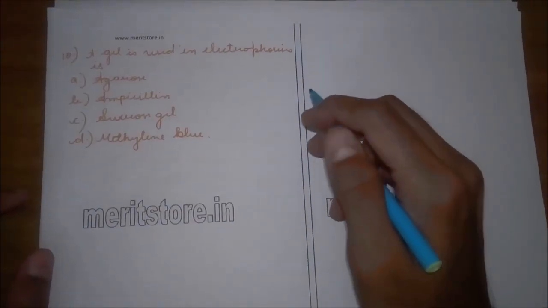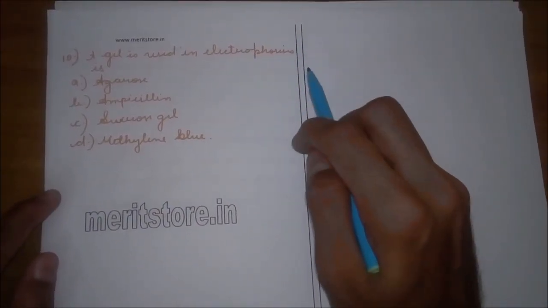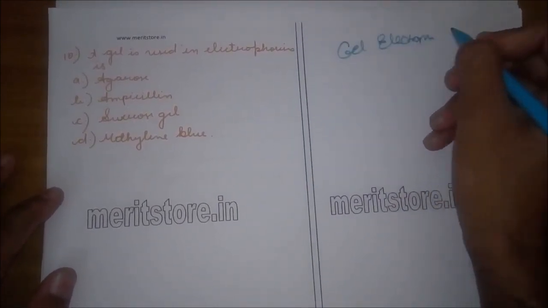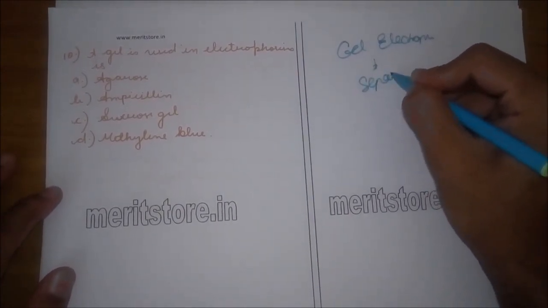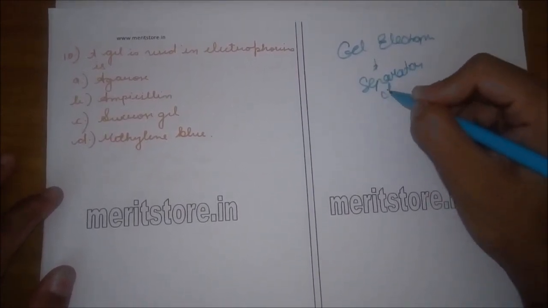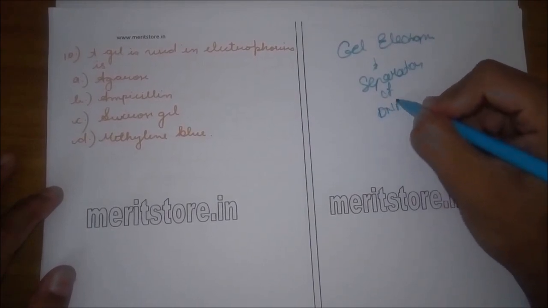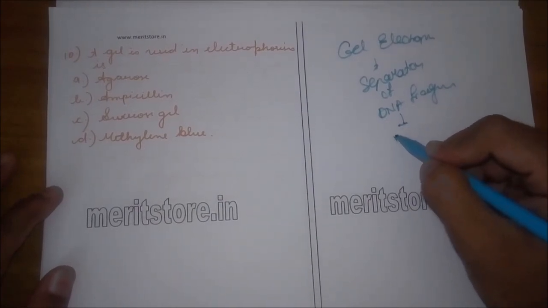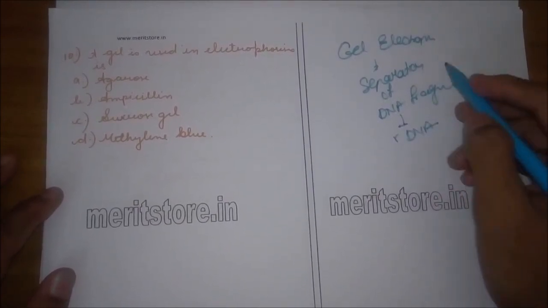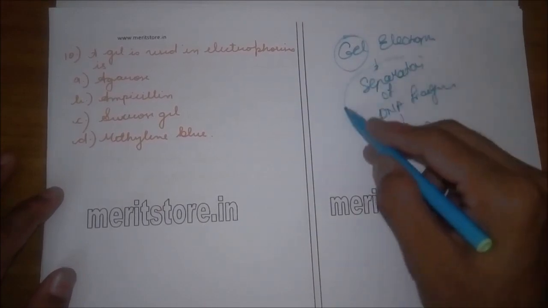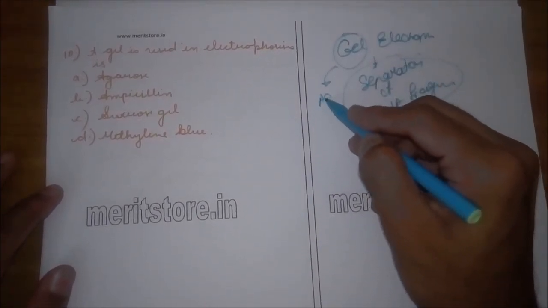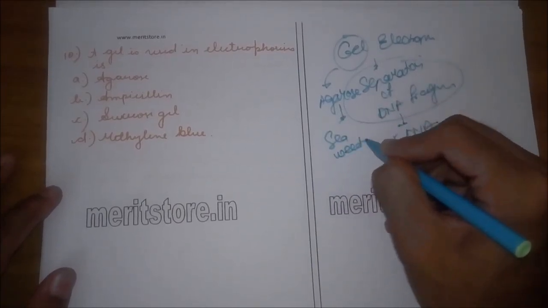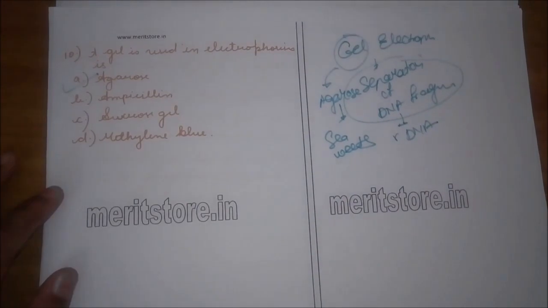Question number 10. A gel used in electrophoresis is. Gel electrophoresis, again, is a technique which is used for separation of DNA fragments which are necessary for rDNA technology. So the gel which has been used in electrophoresis technique for separation of the DNA fragments is agarose gel, which has been derived from seaweeds. So option A is the correct answer.